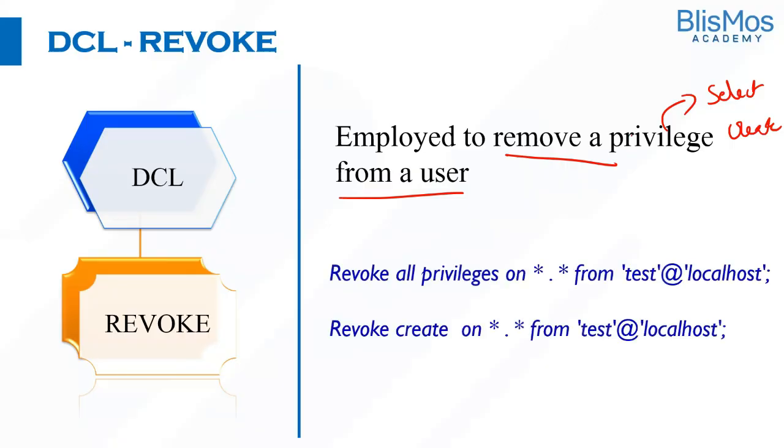How do we use it? Very simple. Instead of grant, you say revoke, and all other things remain the same. ALL means all privileges on all the databases and all the tables from the test user on localhost. In this other case, we are only revoking the create privilege. All other permissions will be left intact.